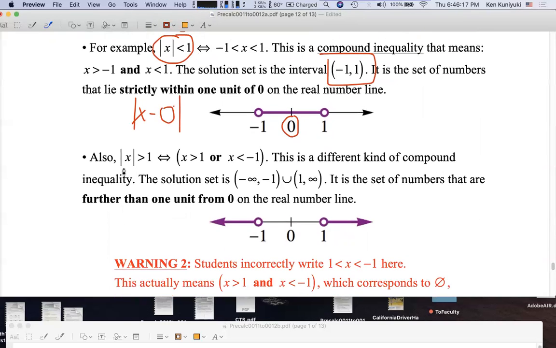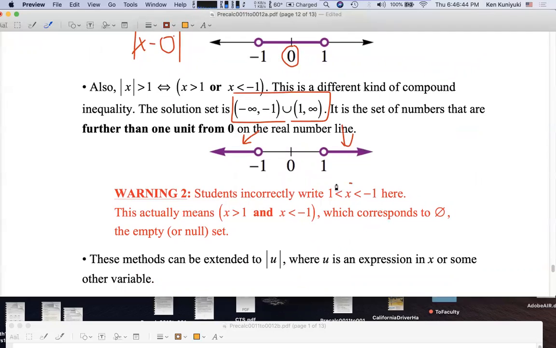To solve the absolute value of x is greater than 1, we want all real values of x that are further than 1 unit away from 0. So we want values of x that are far away from 0. We want the wings. The left wing over here and the right wing over here. We want the union of these two intervals, the wings. Numbers further away from 0 than the 1 and the -1.